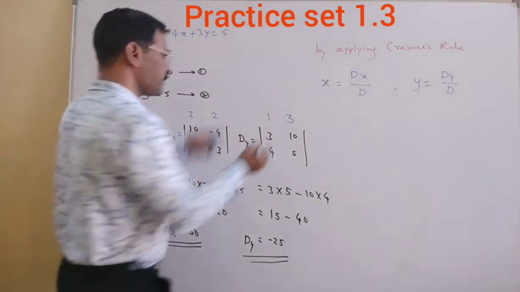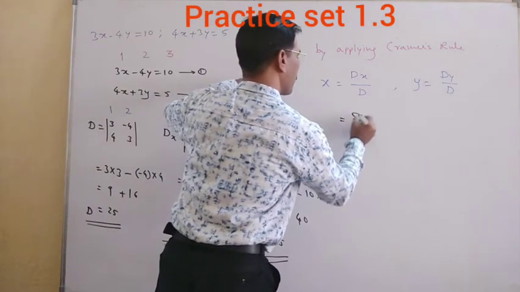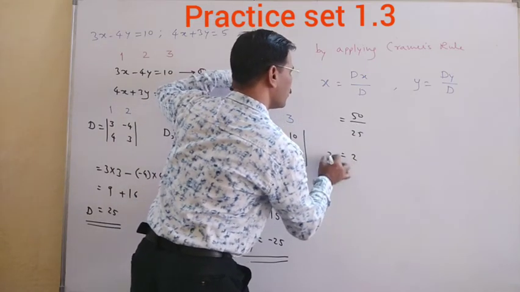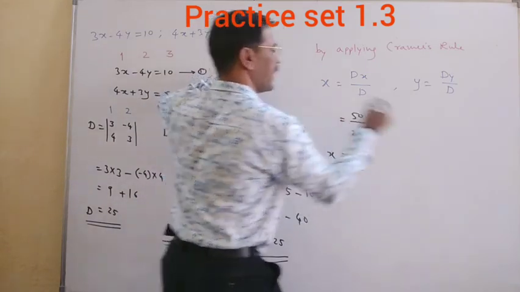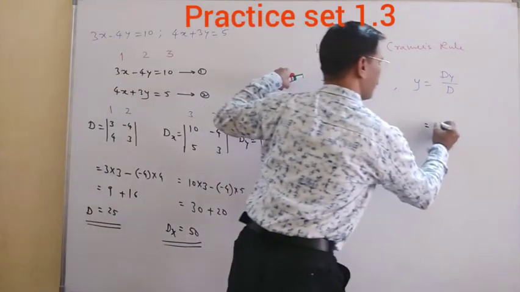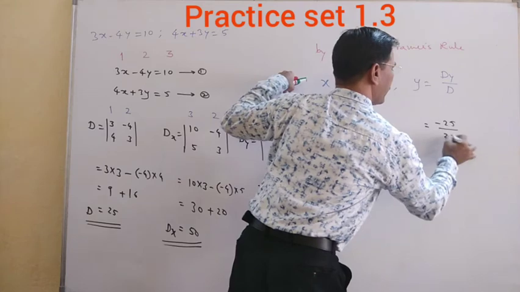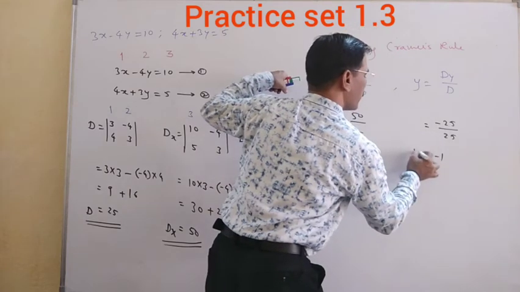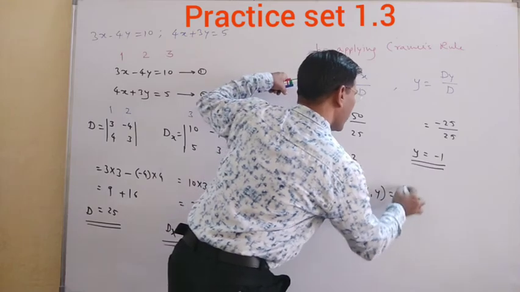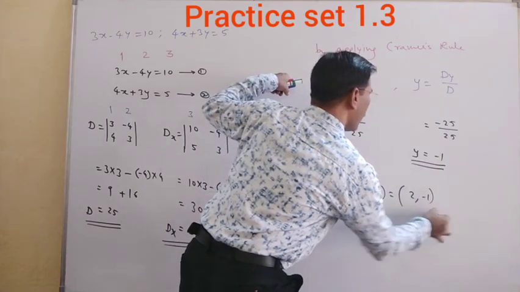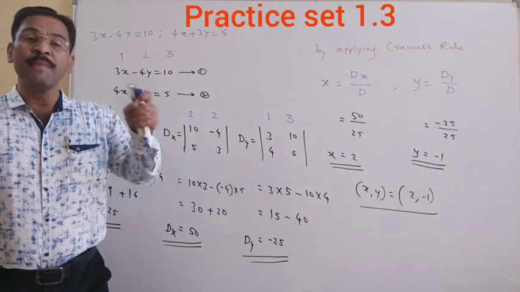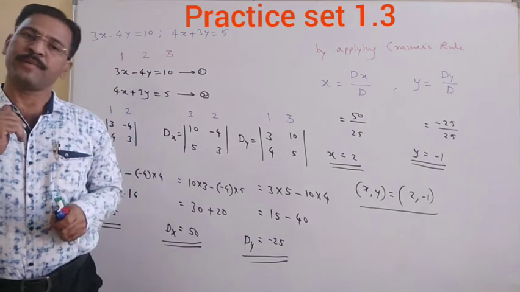Put here dx, which is 50 upon D 25. Tell me how much? It is 2. This is the value of x. And that side how much? dy, that is minus 25, and D again 25. So here it is minus 1, which is y. Therefore x comma y is equal to 2 comma minus 1. This is the procedure to solve simultaneous equations by Cramer's rule.